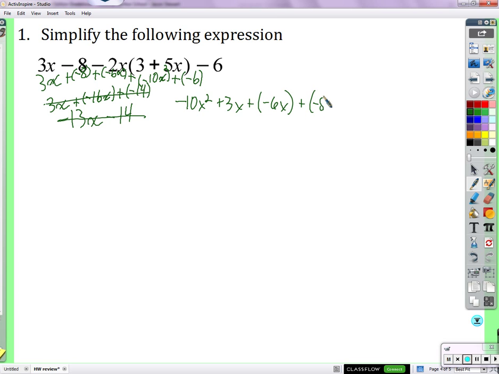Plus a negative 8 plus a negative 6. So you have the negative 10x squared, the 3x, negative 6x, the negative 8, the negative 6. Okay, so negative 10x squared, 3x minus 6x, negative 3x, negative 8 minus 6, negative 14. Okay. So be careful about those squares. Make sure when you have an x multiplied by an x, you have x squared.